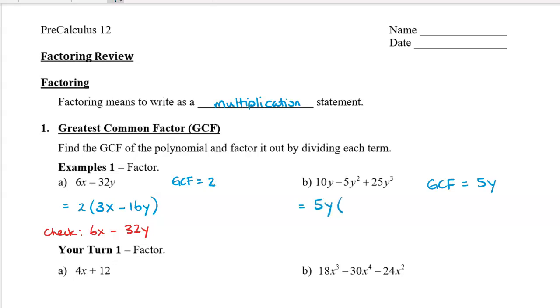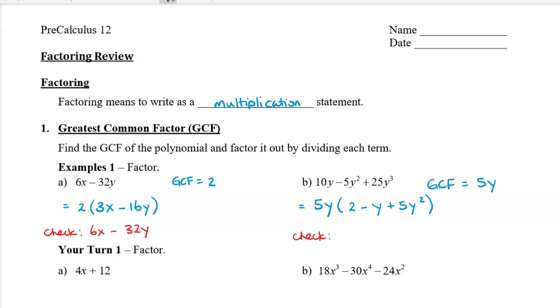We're going to divide each of these three terms by 5y. So we have 10y divided by 5y, which is 2. Negative 5y squared divided by 5y is negative y. And then 25y cubed divided by 5y is plus 5y squared. Then we close our brackets. And again, you can check to see if this is correct.